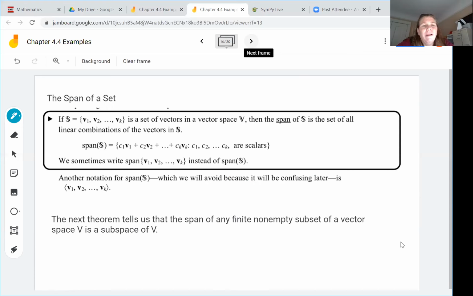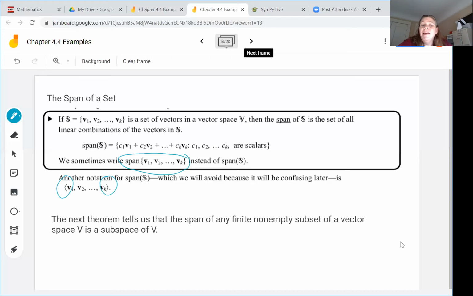So we sometimes write the span as span, and then in these squiggly brackets, we list specifically the vectors, instead of saying span of S. It's your choice. There's another notation that we're not going to use because it's going to get confusing later when we do some more calculations. It uses these brackets at either end.